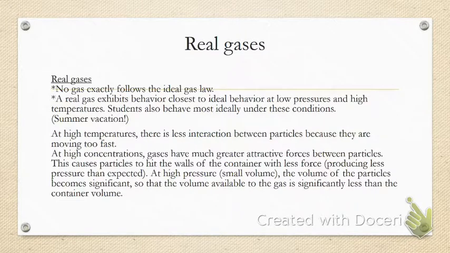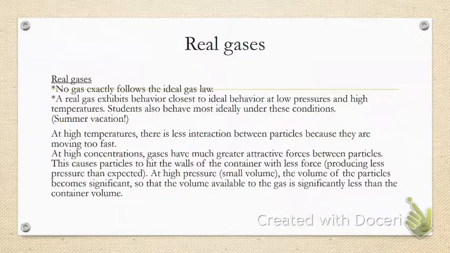Real gases do not follow the ideal gas. No gas exactly follows the ideal gas law or all the assumptions of the kinetic molecular theory. These are behaviors that get close to ideal gas. They can approach ideal gas behavior at low pressures and high temperatures. Incidentally, students also behave most ideally under these conditions as well. Summer vacation. High temperatures, there's less interaction between particles because they're moving so fast.